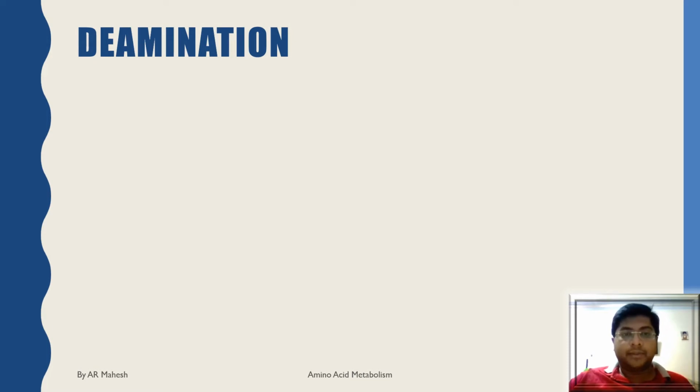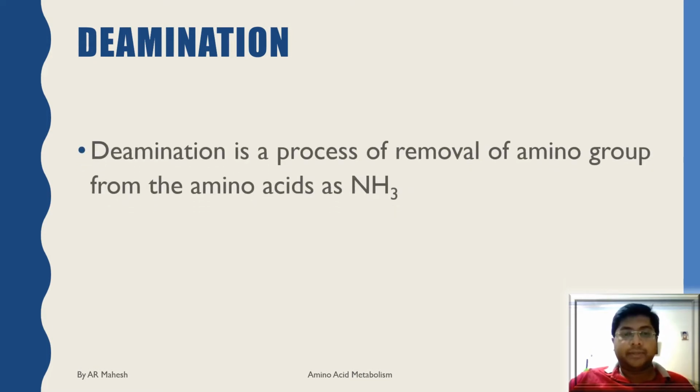Deamination. The term deamination gives us the meaning that it is the process of removal of amino group from amino acids as ammonia. Deamination may be either oxidative deamination or non-oxidative deamination.